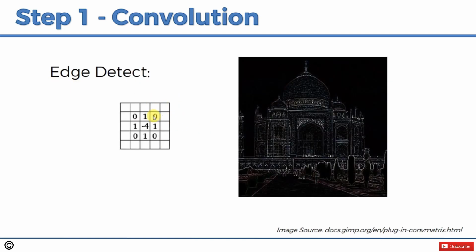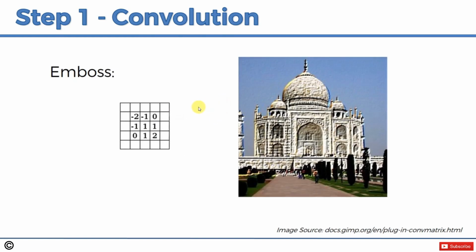Edge detect. Right, so this one probably makes more sense, right? You take the middle one, you reduce the strength of the middle pixel, and then you increase the strength of the ones around it, so you have the ones there. So that gives you an edge detection, and you can see what you get there.